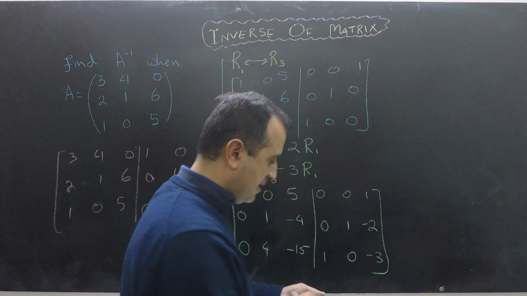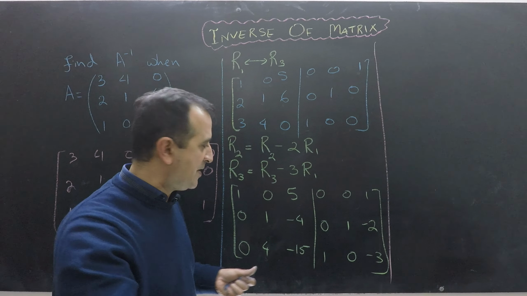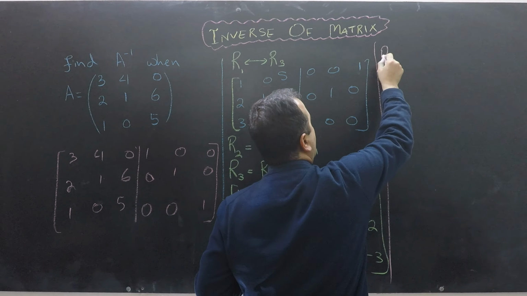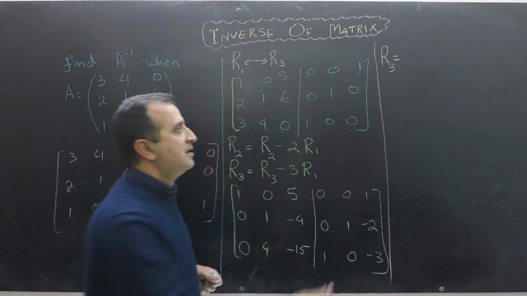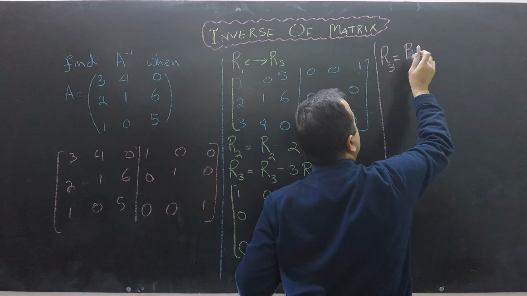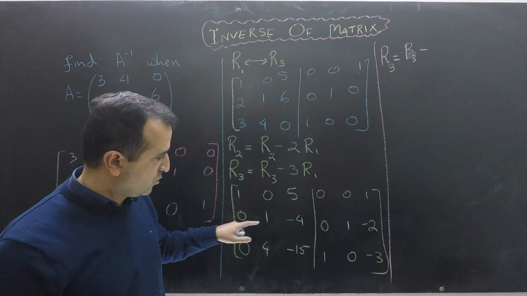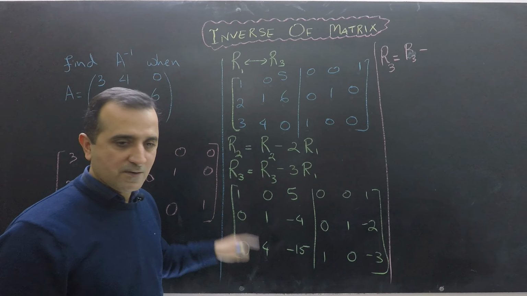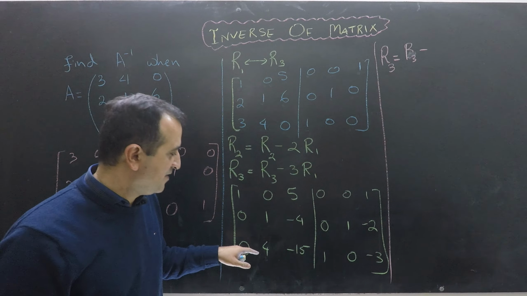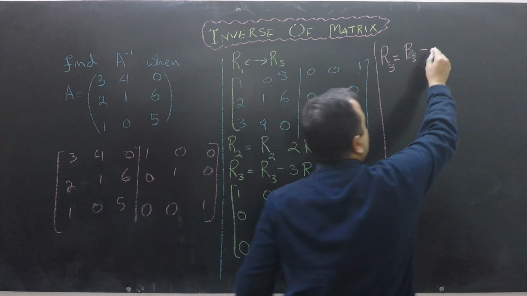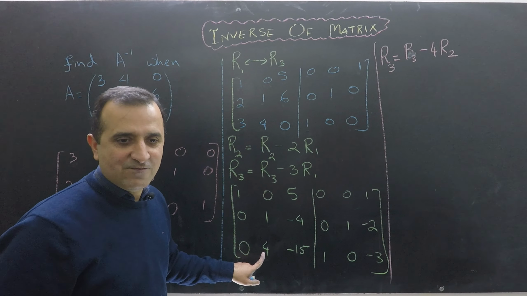So the next operation we're going to do, can you help me write that operation? It's going to be R3 equals what? R3 minus 2 R2? No. We want to make it 0 here. 4. Yeah, R3 minus 4 R2. Okay, so now we will achieve our goal.